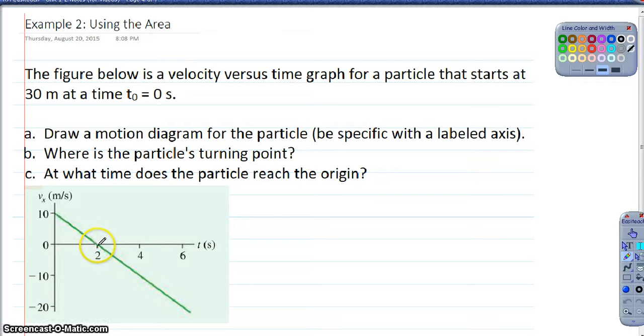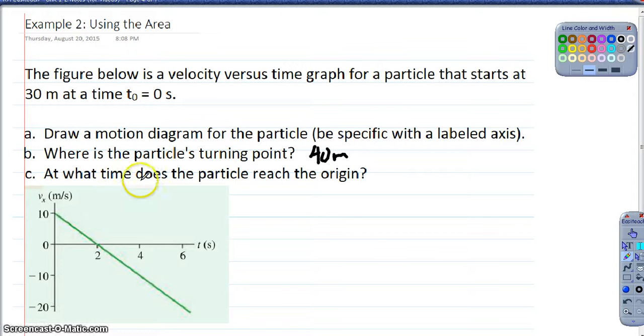We knew that it happened at 2 seconds, but because the area underneath this curve was 10 meters and we knew we started at 30 meters, we knew that it then turned around at 40 meters, right? So it turned around at the 40-meter mark. So that gave us a lot of information to work with, and hopefully it wasn't too bad.